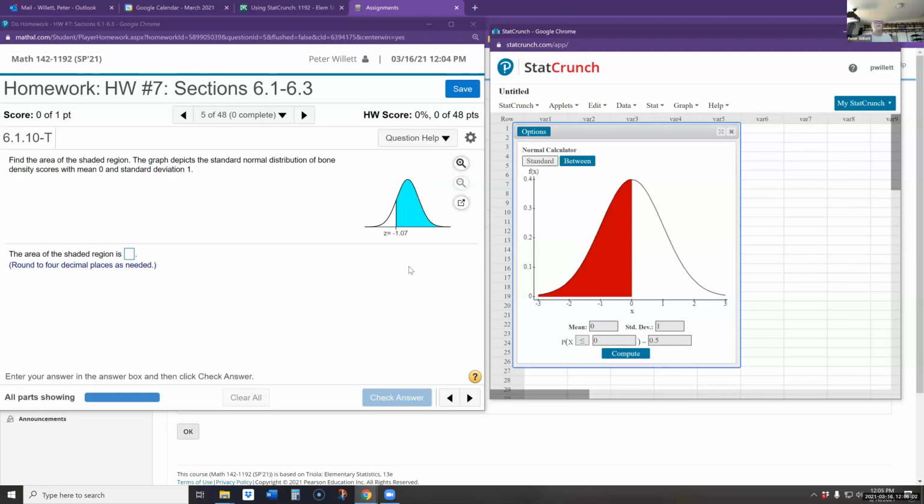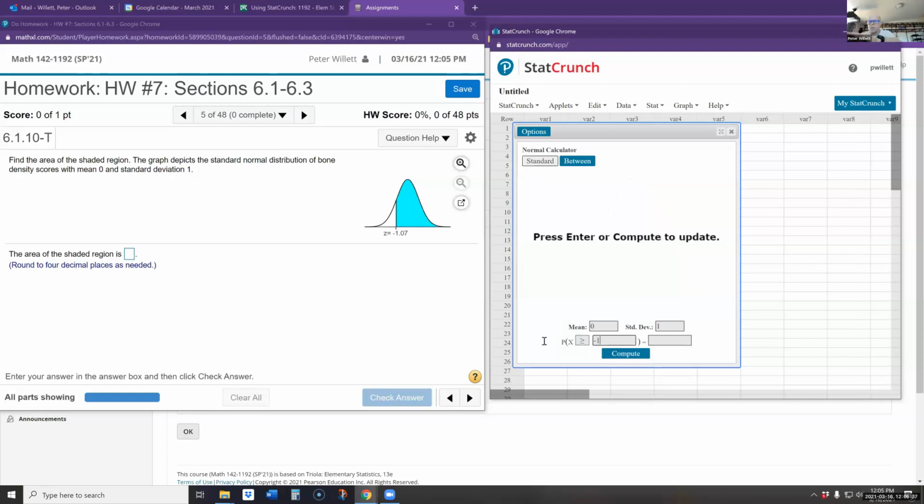Now, what we want is the area to the right of -1.07. That corresponds to the probability of getting an x value bigger than -1.07. And so I can set that probability here, and then it will tell me what that's equal to. And so the answer we will want will be in this bottom right field here. So I would say that I want this to be greater than or equal instead of less than or equal. And I would change the score from 0 to be -1.07. And I would hit compute.